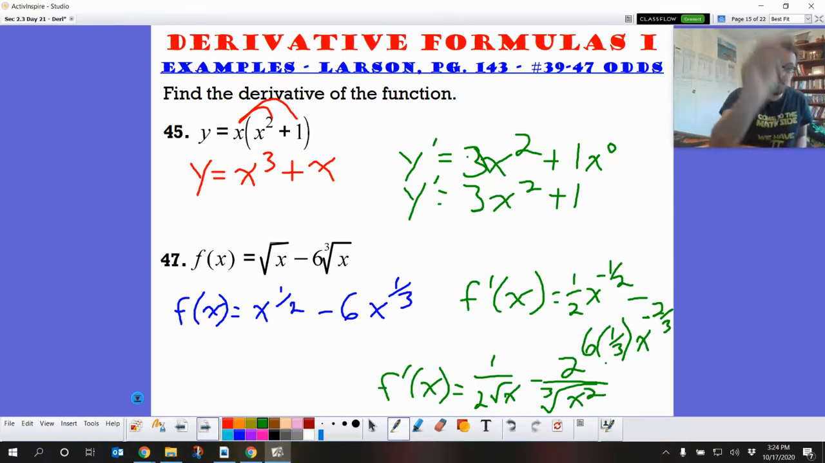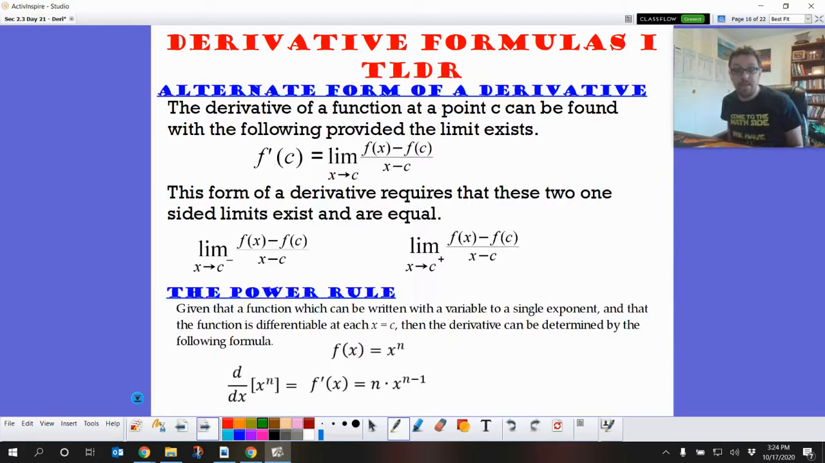Can we be done? Yeah, that's it. So there's two alternative forms of derivative. One of them is cooler than the other one. This is the cool one. So our power rule lets us evaluate derivatives very, very quickly. The alternative form of a derivative helps us ensure that we have a derivative at particular points.